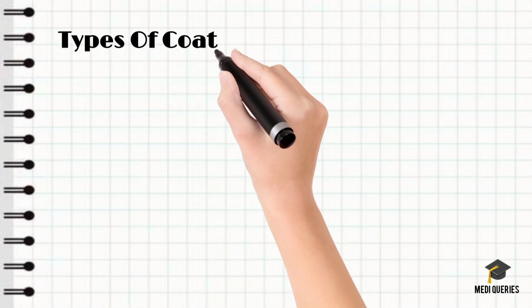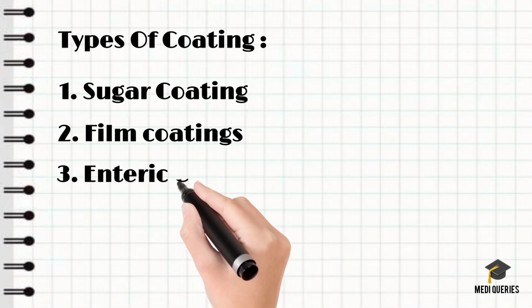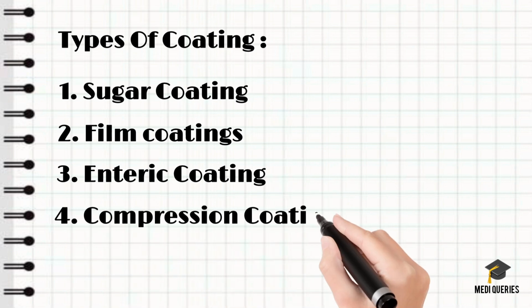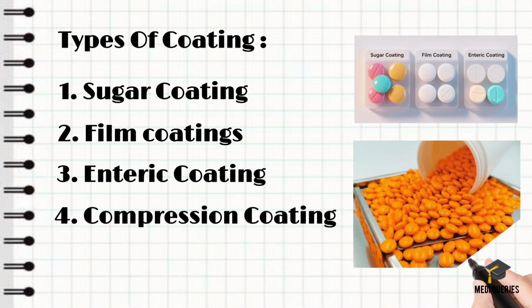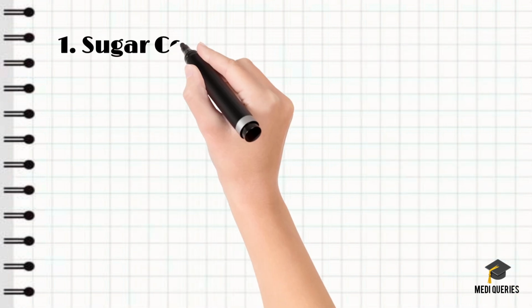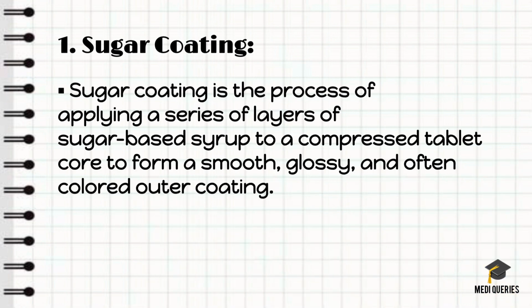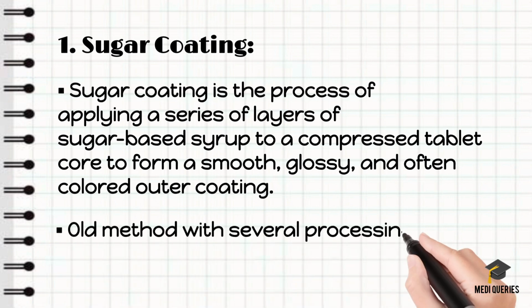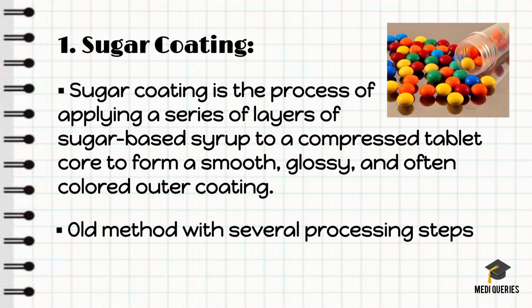And the next one is the types of coatings. There are mainly four types of coatings. The first one is sugar coating, the second one is film coating, the third one is enteric coating, and the fourth one is compression coating. We will see them one by one clearly. First, start with sugar coating. Sugar coating is done by the pan coating method. It is one of the oldest arts to mask the unpleasant flavors and taste of the medicaments. But nowadays sugar coating of tablets is done for improving the aesthetic values.